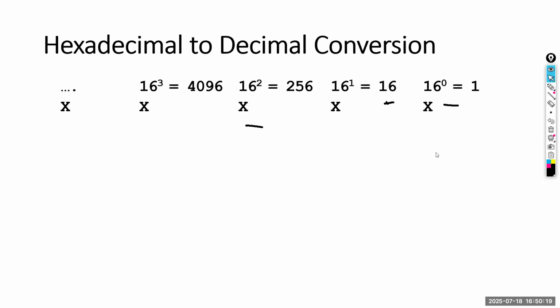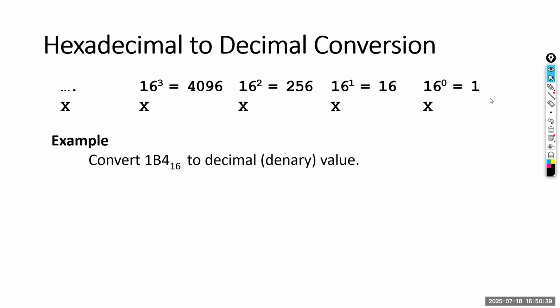So now you know the pattern. Because it's positional numbers, if we talk about positional numbers, now it is 16 to the power 0 or 1, 16 to the power 1 or 16, 16 to the power 2 or 256, and so on. So let's convert hexadecimal to decimal.